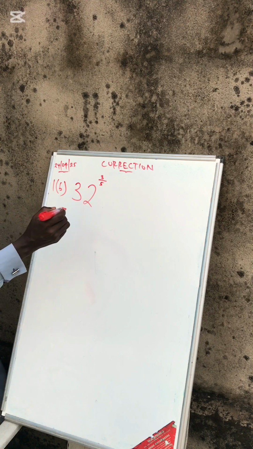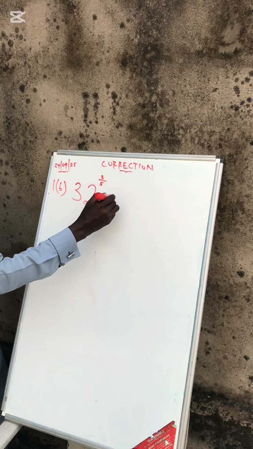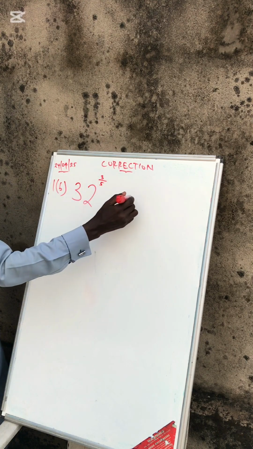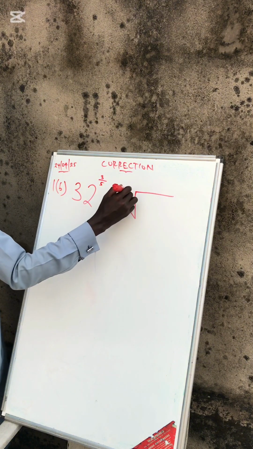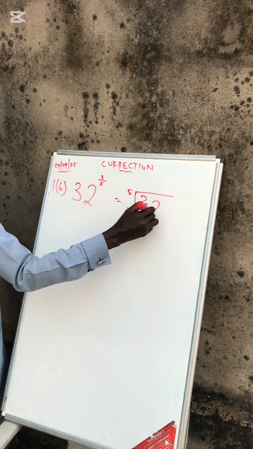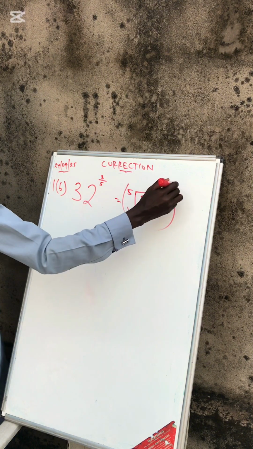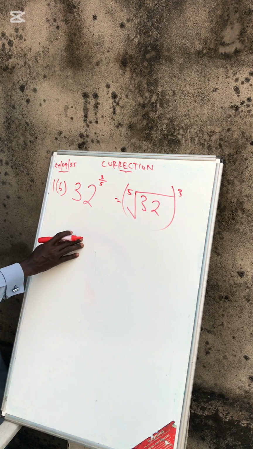This one is equal to, look up. 32 raised by 3/5 is equal to what? Fifth root. Put the root sign. Fifth root of 32 raised by what? Raised by 3. Exactly. Good.